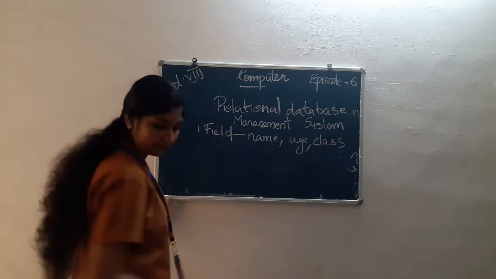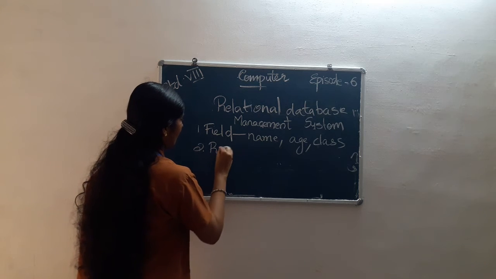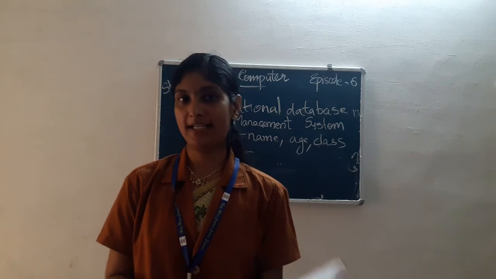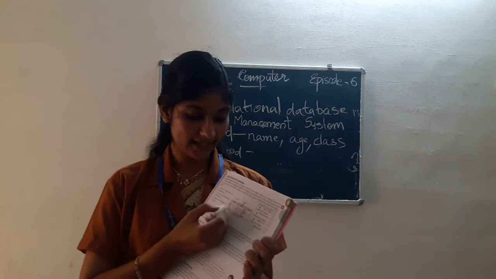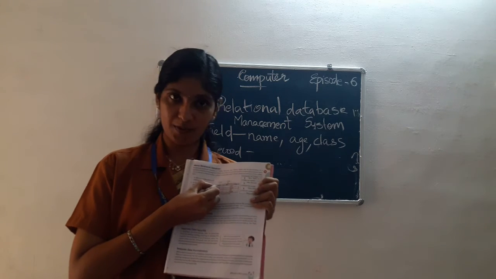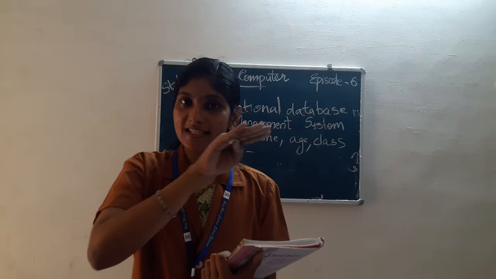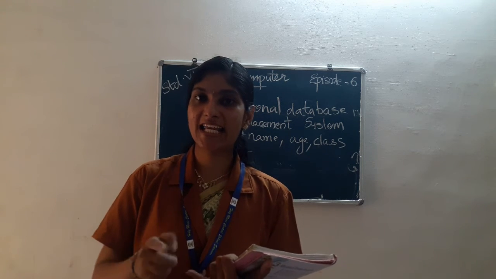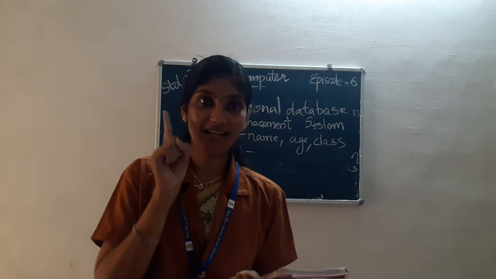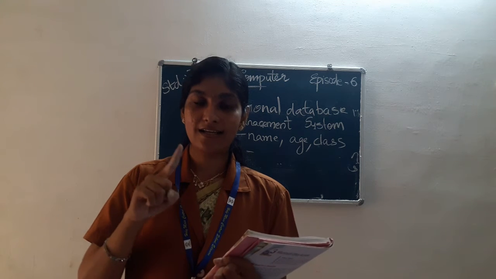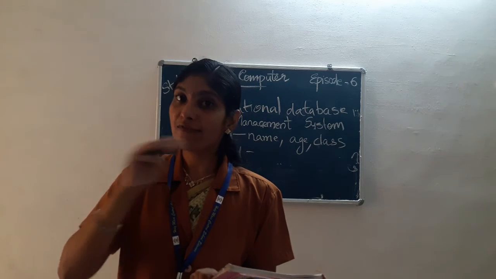Next one is record. Record means one complete set of fields, which means one record is Arun. Then his age is 15. He is in class 9. So this is one set of fields. It contains the details of a particular student. It means a record contains the details of a particular student: his name, his class and his age.